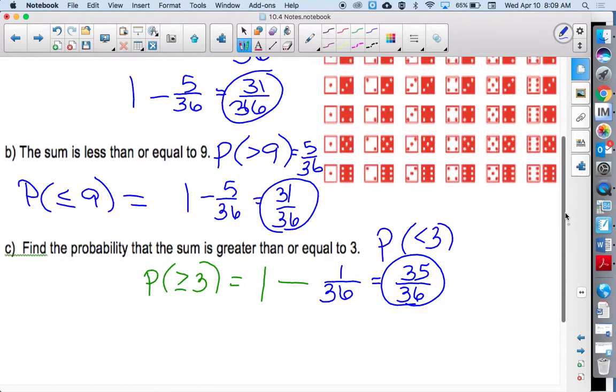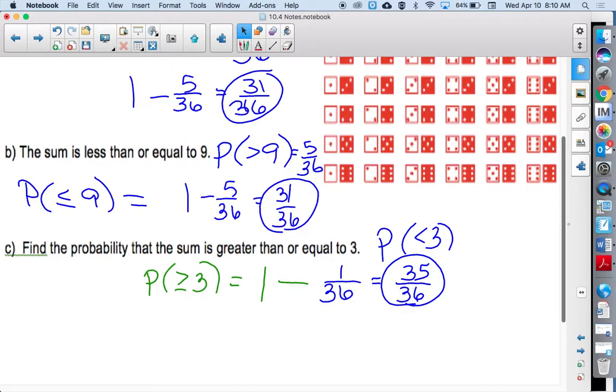Why don't you include the ones that are equal? Because it says we want to find the probability that the sum is greater than or equal to 3. So the opposite of greater than or equal to would have to be less than. Because if it's equal to it, it's allowed to be included in our actual probability that we're finding. Other questions?